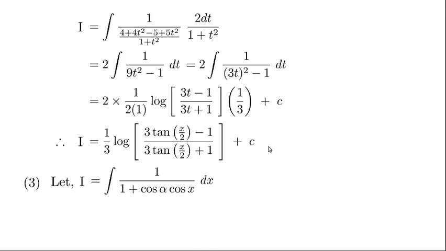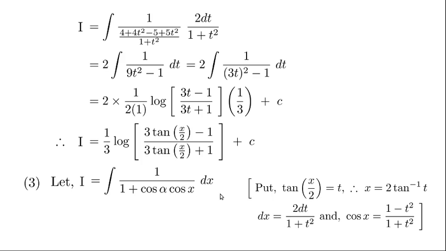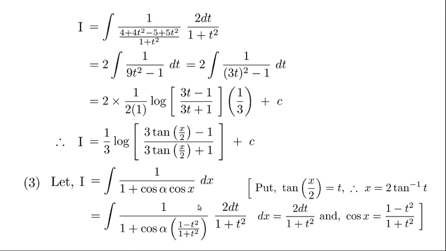Third one. And here we have integration of 1 upon 1 plus cos alpha cos x. Cos alpha is a constant because we are integrating with respect to x. So the process is the same substitution. Only thing is that the numerical coefficient is replaced by cos alpha. And again the process is also the same.